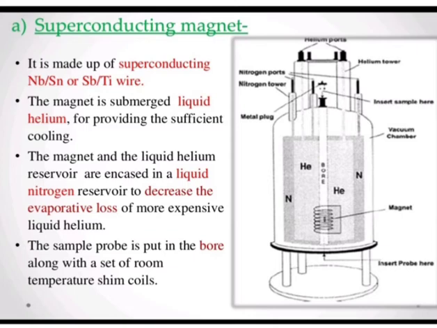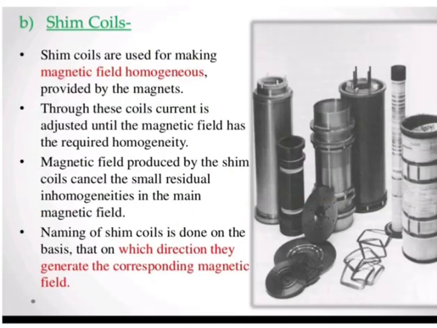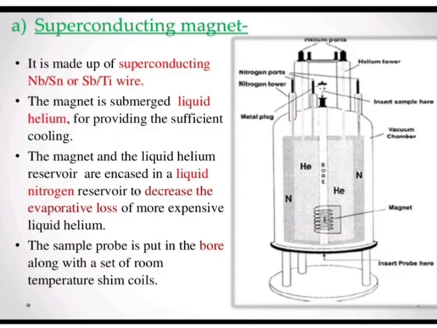So sample probe, see, this one is a probe. Here we insert the sample from here. Here is a vacuum chamber, then there is a magnet, here is a liquid helium, then outside that there is a nitrogen, and we have to insert a probe here. Then Shim coils, either superconducting magnets are used and made up of Nb3Sn or Nb-Ti.